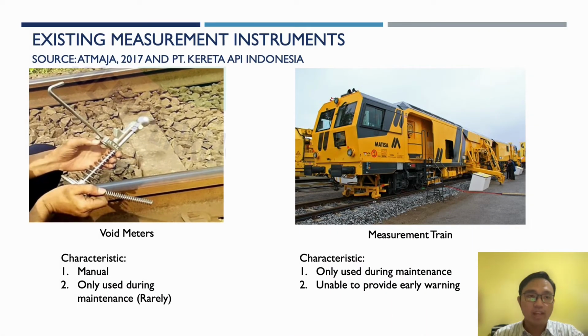We will talk about existing measurement instruments. These are the existing measurement instruments used by operators in Indonesia. The left one is the void meter. Its characteristics: first, it is used manually, and then only used during maintenance or rarely. And the right one is the measurement train, especially for maintenance. Its characteristics: first, it is only used during maintenance, and then it is unable to provide an early warning system.